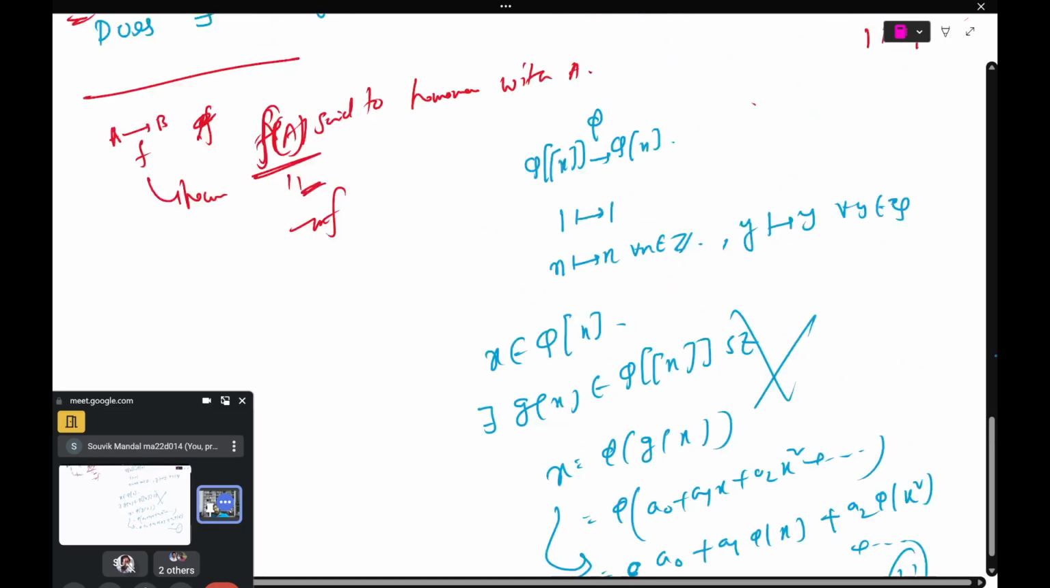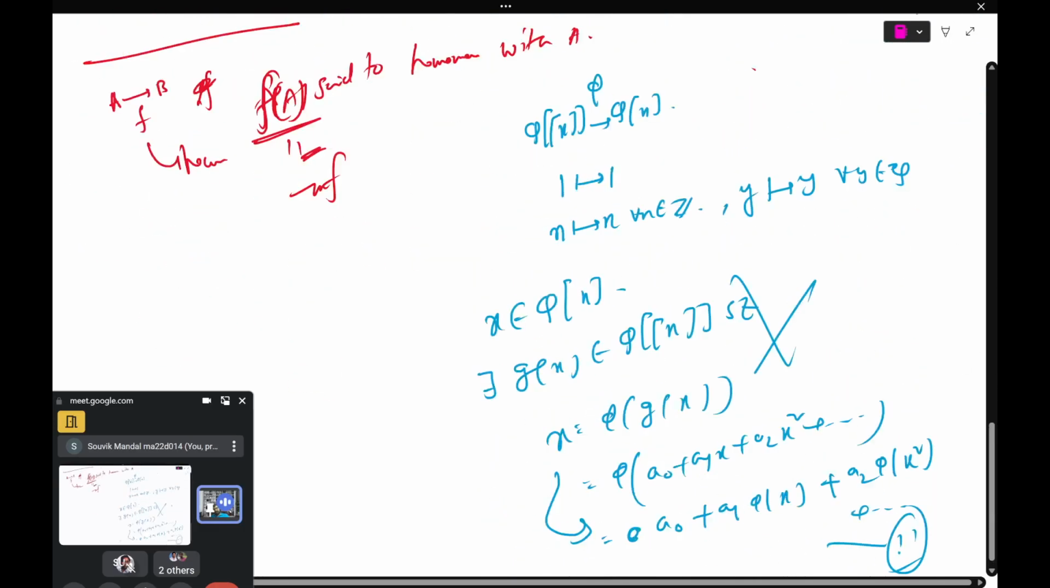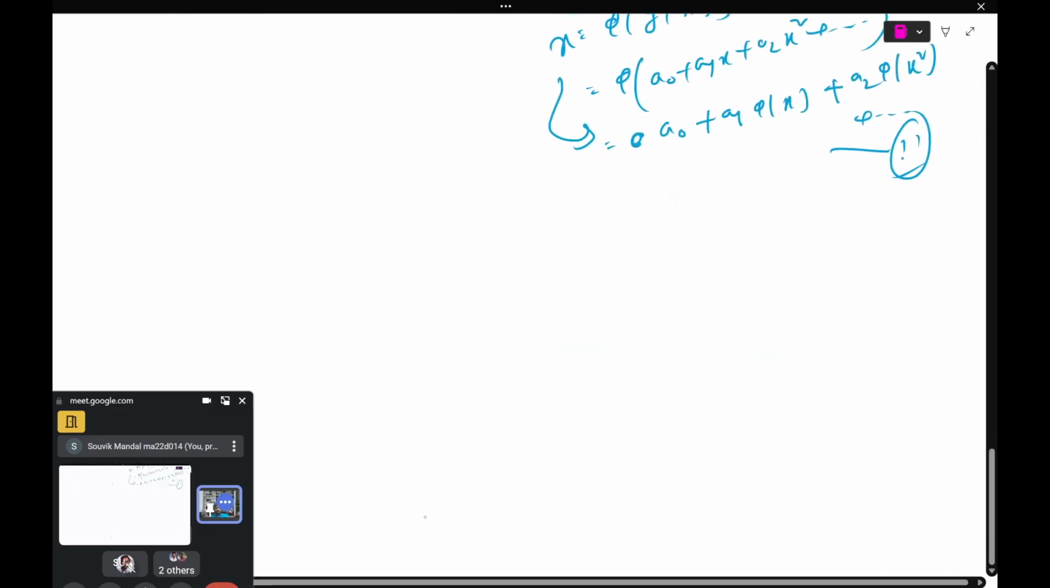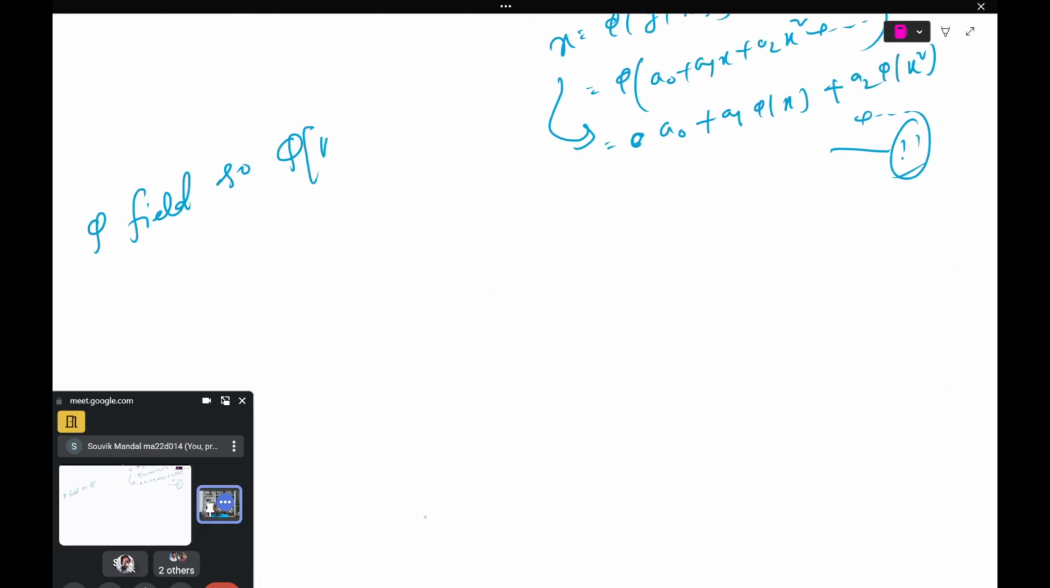Okay, so another way of solving this is that, do note one thing: since Q is a field, Q[x] is a PID. Now what about Q[[x]]? Is Q[[x]] a PID?